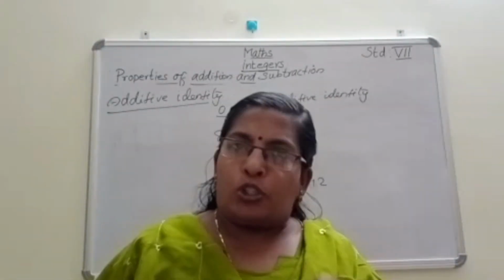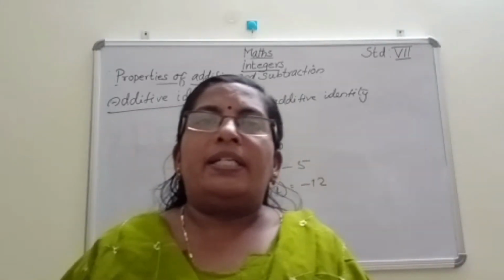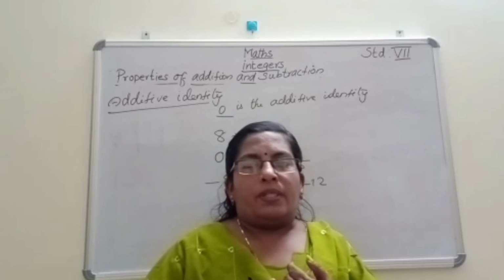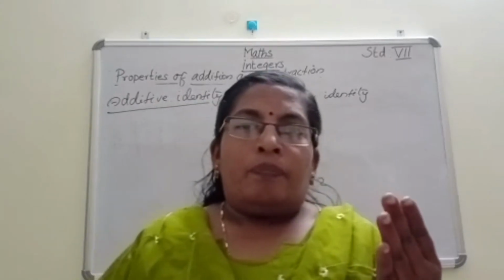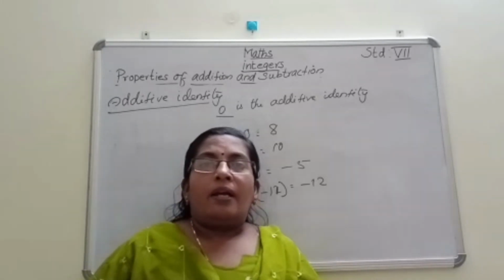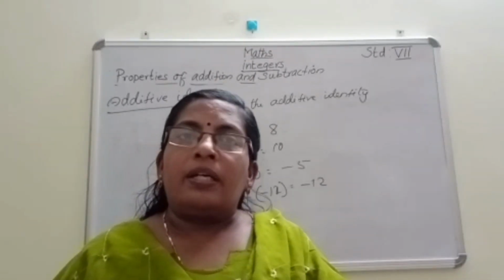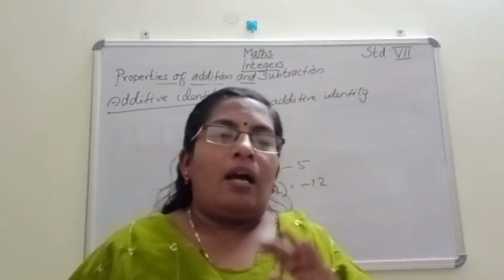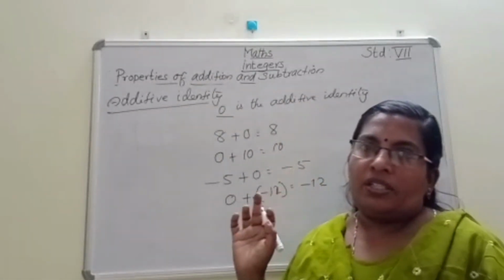First one is closure property. When we add or subtract any two integers, we will get an integer. Next is commutative property. Addition is commutative, but subtraction does not come under commutative property. Next is associative property. Addition comes under associative property, but subtraction will not come under associative property. Next, 0 is the additive identity.